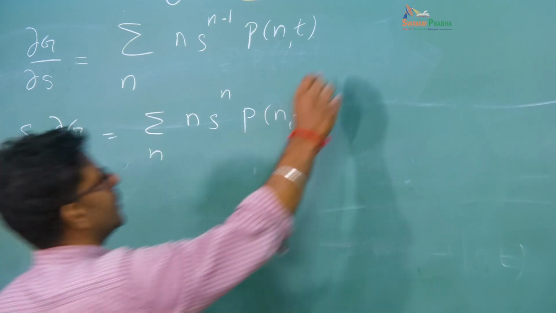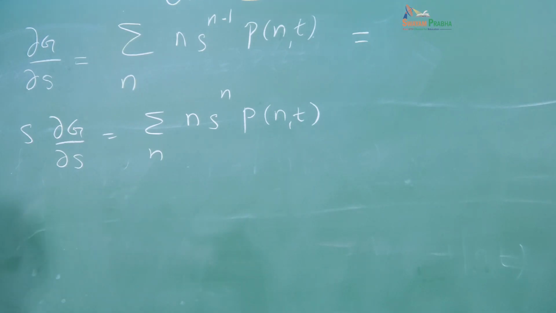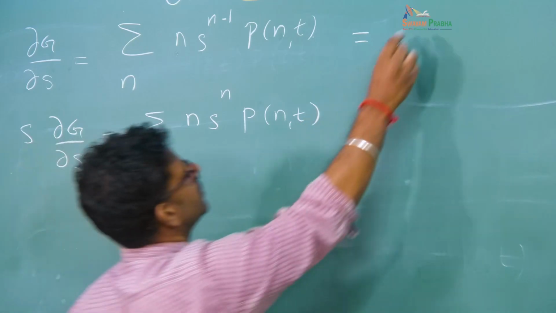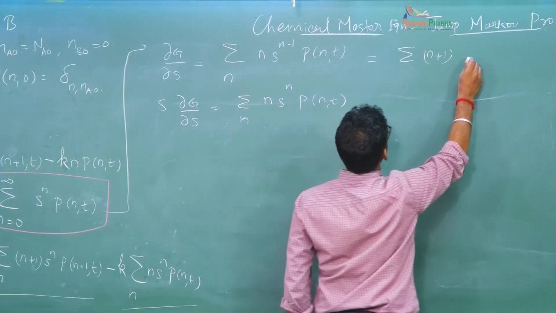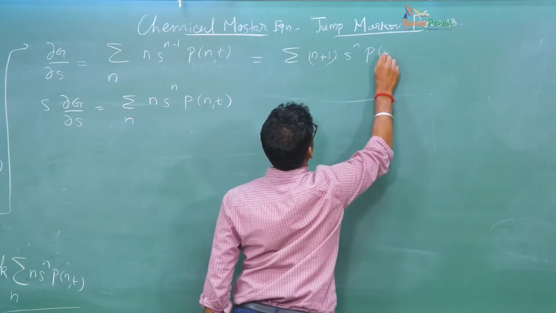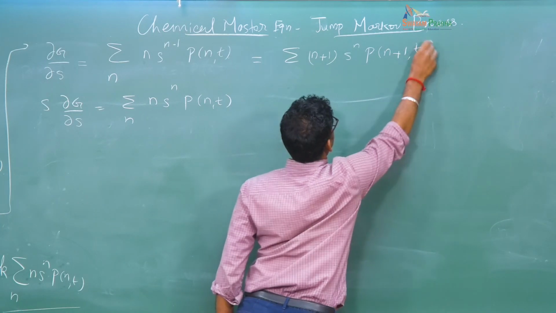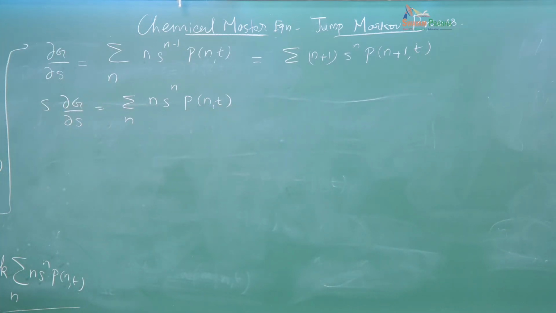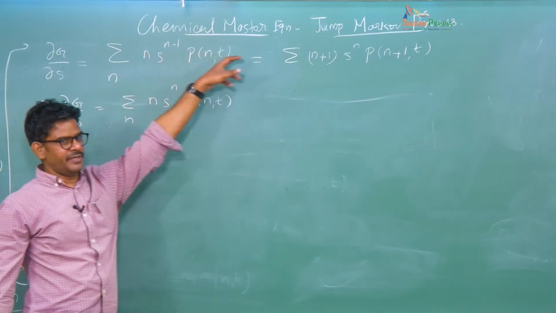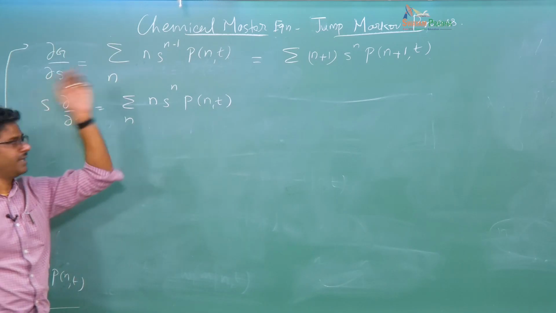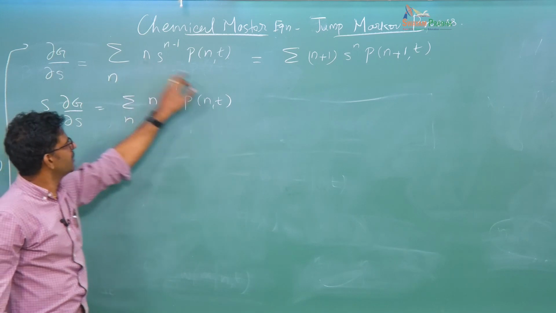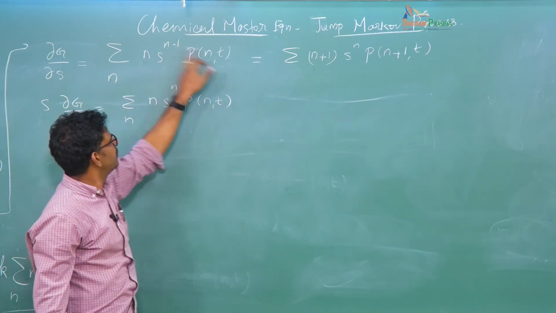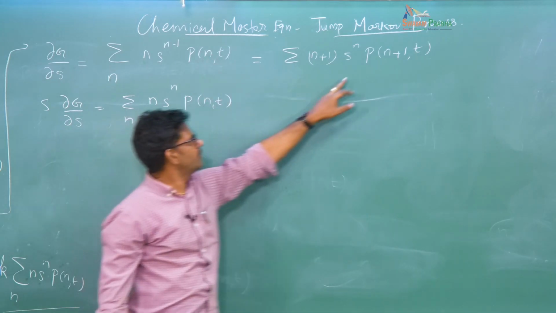Now what I can also do here is substitute n with n plus 1. I'm just changing the variable. Whatever I have as n, I can replace with n plus 1, because n is a dummy variable I'm summing over. If I write n as n plus 1, this term becomes s to the power n, and the p of n plus 1 plus t.